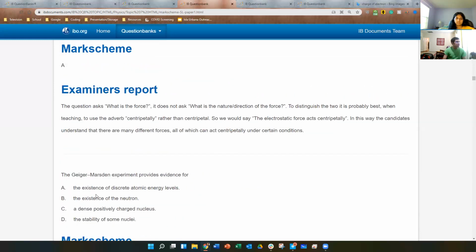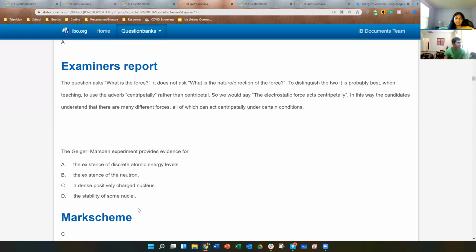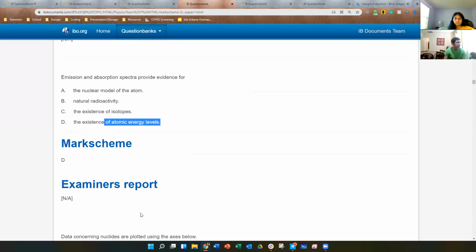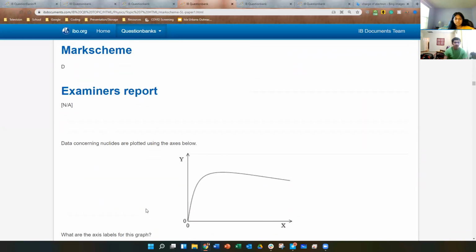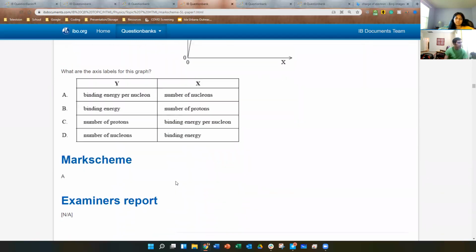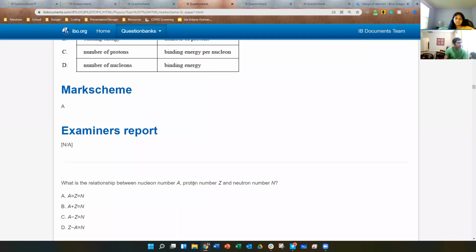The Geiger-Marsden experiment provides evidence for, we already talked about this, a dense positively charged nucleus. The emission and absorption spectra provide evidence for atomic energy levels, D. Data concerning nuclides are plotted in the axes below. What are the axes labels? This is the binding energy per nucleon and the number of nucleons, I believe. So A. What is the relationship between, oh, okay, that's easy.